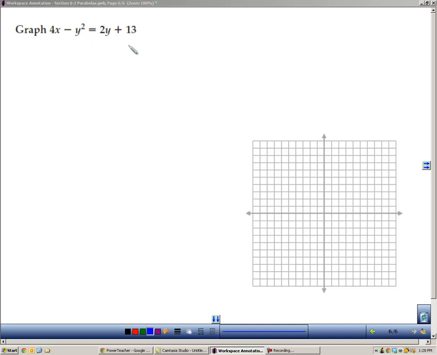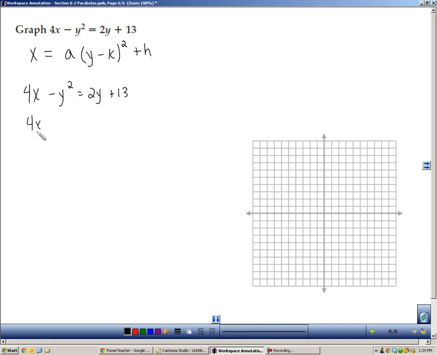Here's another example that I'm asked to graph. One thing I'd like to do is get it into standard form, and because the y is the squared variable, then I know this is going to be a parabola that opens left and right, so it's going to be in this form. So I've got to get my equation to match this so that I can figure out what my h, my k, and my a are.